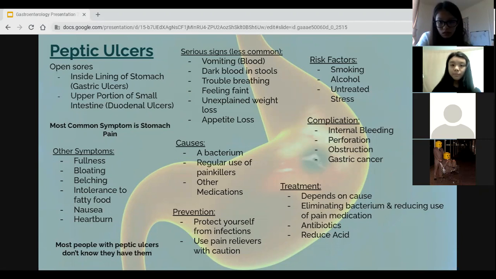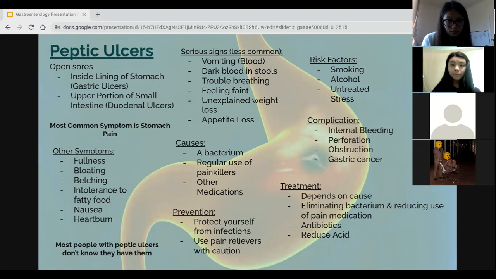Some risk factors include smoking, alcohol, and untreated stress. And complications include internal bleeding, perforation, which is a hole in the walls of the stomach or small intestine, obstruction, which is the blockage of the food through the digestive tract, and even gastric cancer. So, how are these ulcers treated? It depends on the cause, but it starts with eliminating the bacterium and reducing the medications.